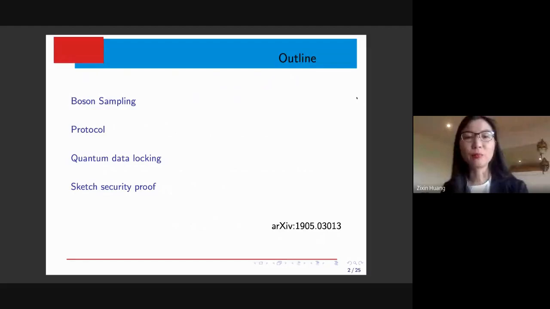So here is a roadmap for where we're headed. Firstly, I will introduce boson sampling, then I'll discuss our protocol, and then I'll tell you about quantum data locking, which is at the heart of our protocol, and then I'll give you a sketch of the security proof.